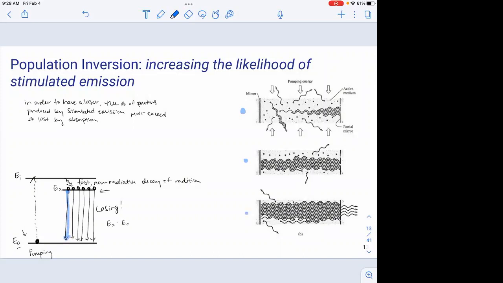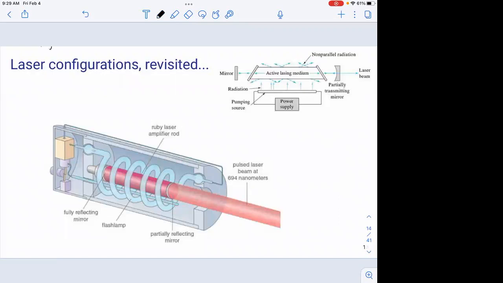And then here in the third panel, the wave grows as it sweeps back and forth. Remember, because we have two mirrors on either side, one of which can be transmissive, that's why you have a little bit of light coming out of that active lasing medium. As long as we can overcome the loss at this end with this semi-transparent mirror, we can have a continuous laser.